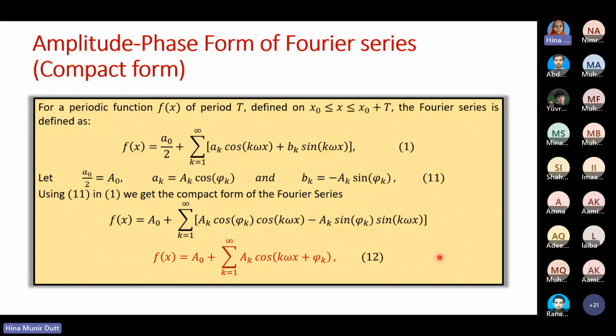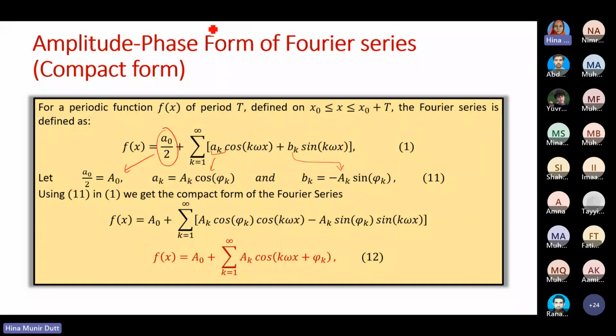So now we are going to derive another form, the third and last form of the Fourier series, which is the compact form or the amplitude-phase form. What we do in this form, we have this trigonometric Fourier series, which is given as this one, and we suppose a naught over 2 equals the capital A naught, and this coefficient ak equals Ak cos of phi k, and bk equals minus Ak sine of phi k. Why am I taking it minus Ak sine phi k? Because I can then apply the sum formula to it.